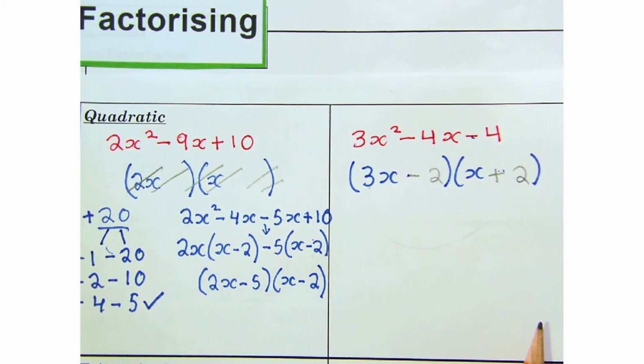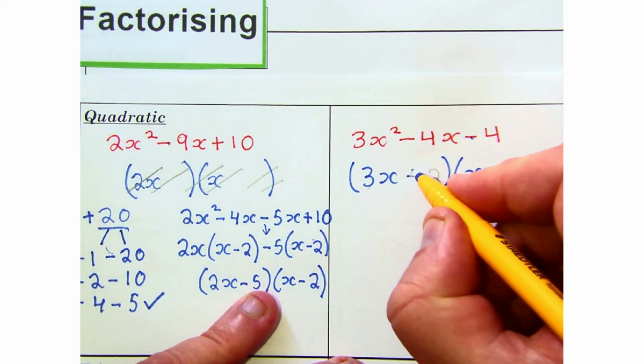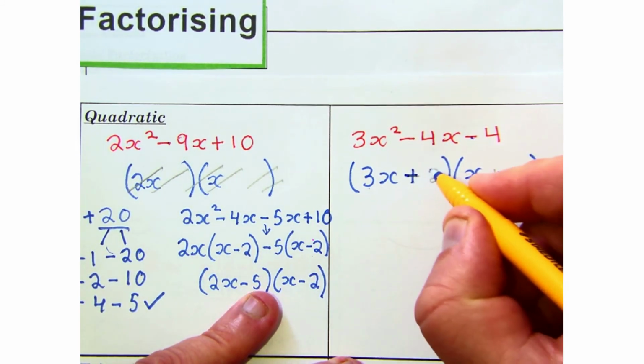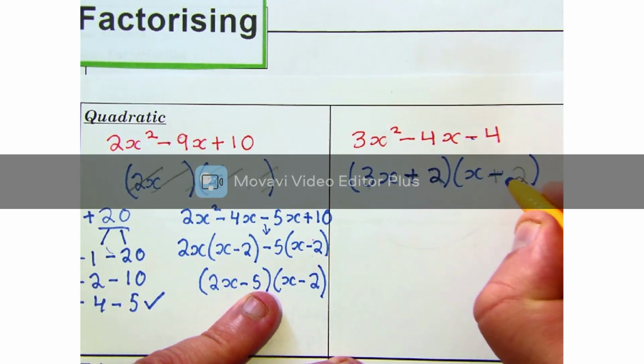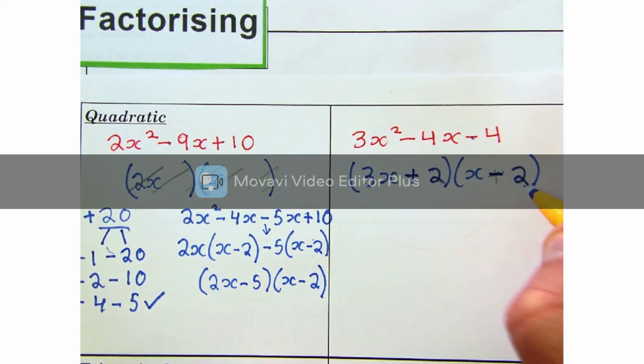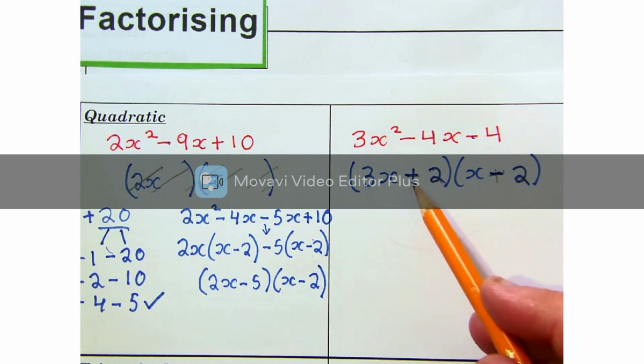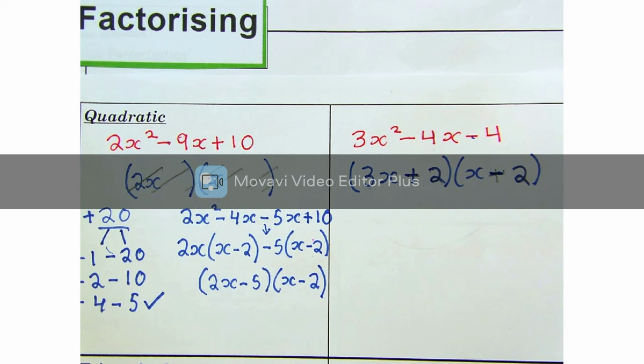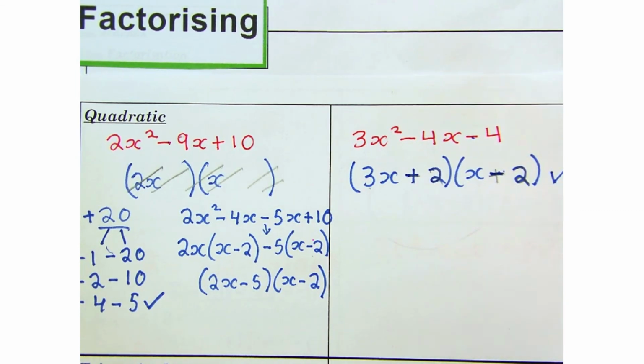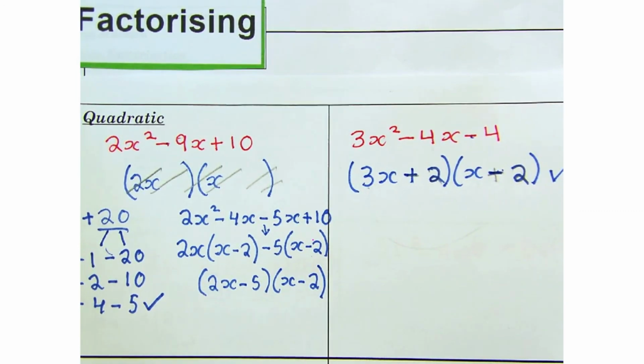So that's not correct. Okay, so I have to change that. So I'm going to make this one here plus, and I'm going to make this one here minus. So then if I check the outers and inners, I have minus 6x plus 2x, which is minus 4x. So that's correct. Okay, all right.